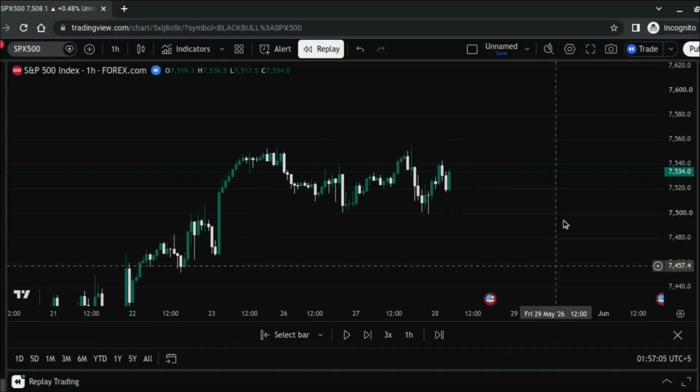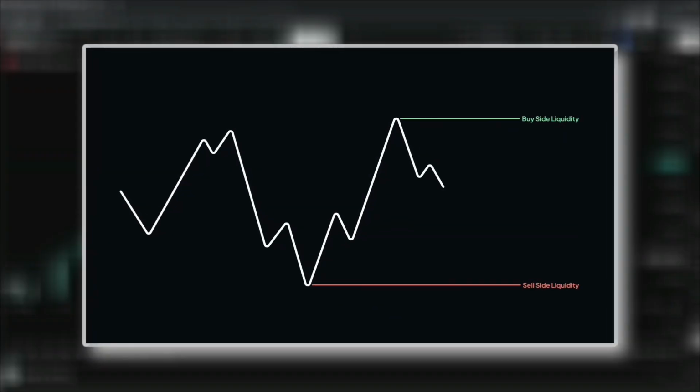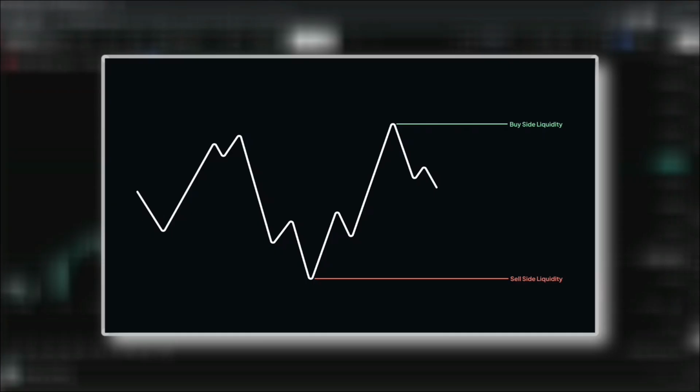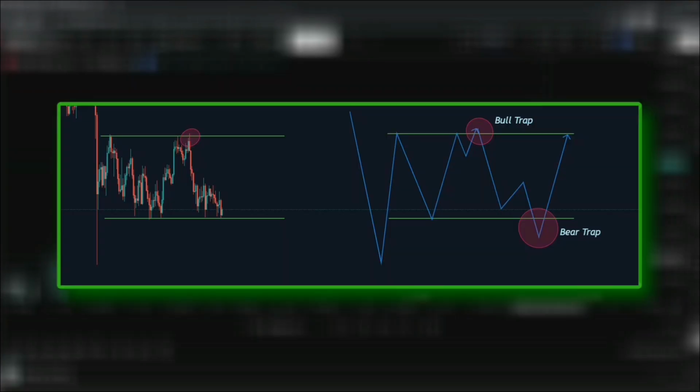The first strategy we are going to trade today is liquidity sweep. Liquidity sweep is when a higher low has buy side or sell side liquidity, and the market goes over there. After that, it rejects in the opposite direction instead of going in that direction. This is where liquidity is swept.